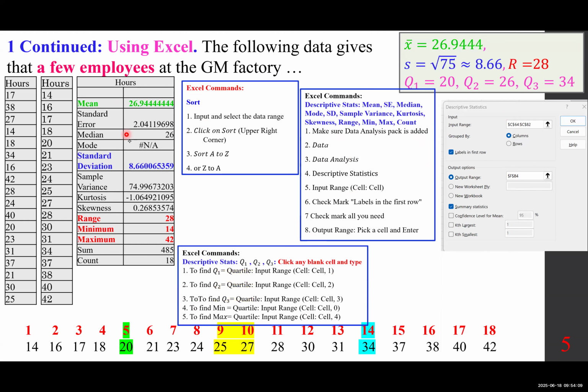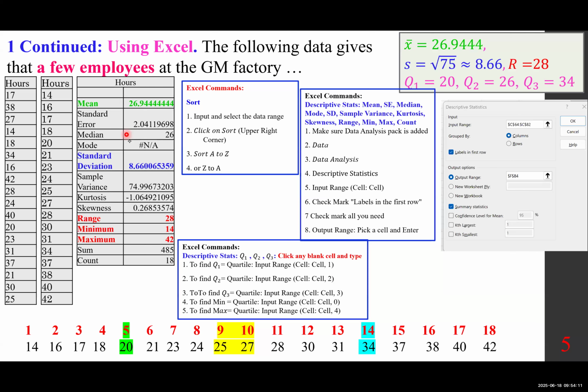So take a look. And this is for descriptive. By the way, you see the mean. You see the standard deviation, of course, with a lot more decimals. You see the range. And of course, the minimum is 14, the maximum is 42, and their difference, of course, is the range.